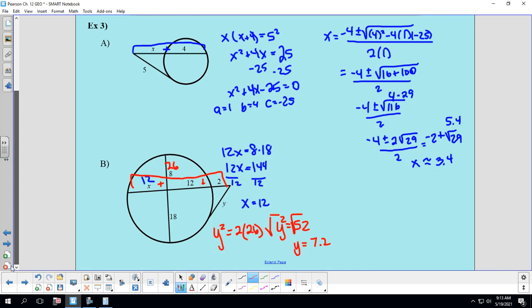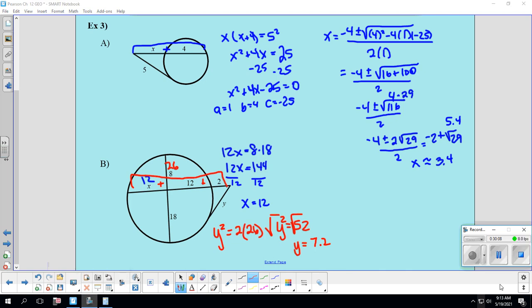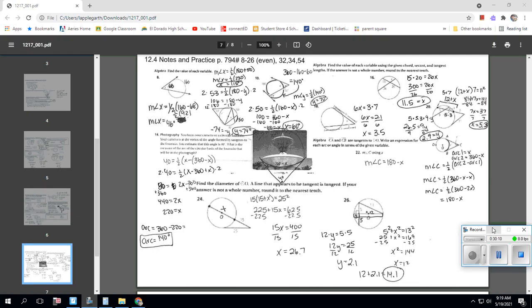All right, you guys take a moment, go ahead and do the homework assignment. It is page 794, 8 through 26 even, 32, 34, and 54. And then come back here and check your answers. All right, so here are the answers.